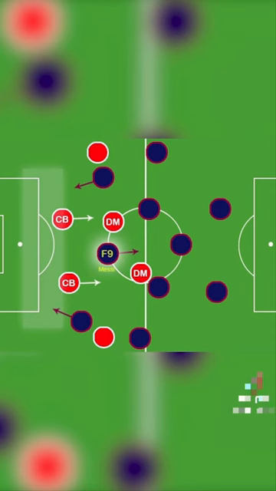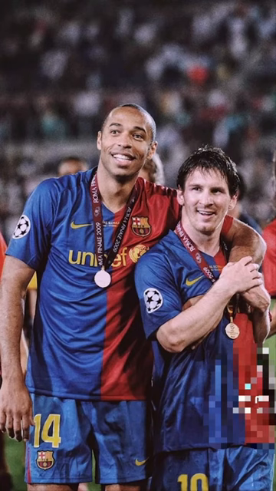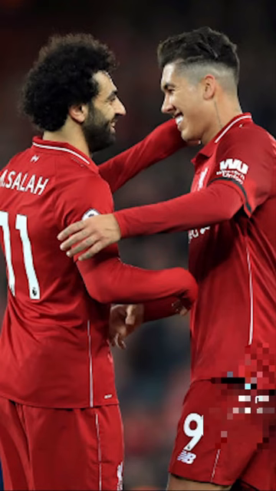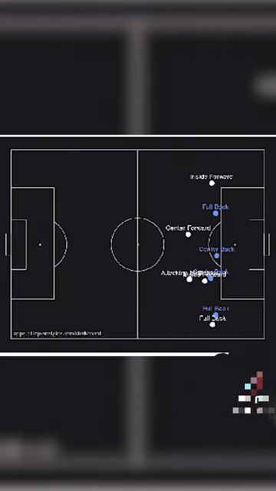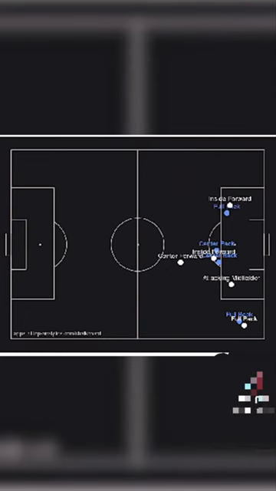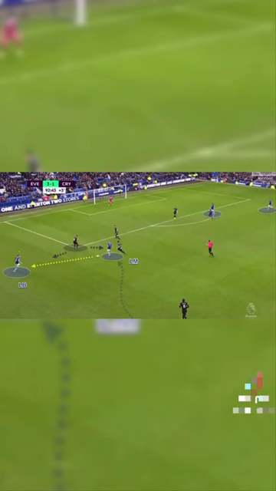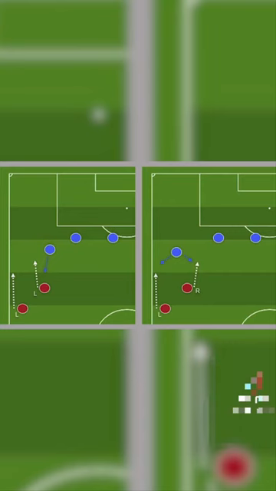The inside forward works perfectly when partnered with a false nine. For example, Lionel Messi with Thierry Henry at Barcelona and Roberto Firmino with Mohamed Salah at Liverpool. And this is because the false nine will move and drift and make the space for the inside forward to exploit. And the same applies with inverted wingers and wingbacks, because the inverted winger and the wingbacks can create numerical superiority and overload on each flank.